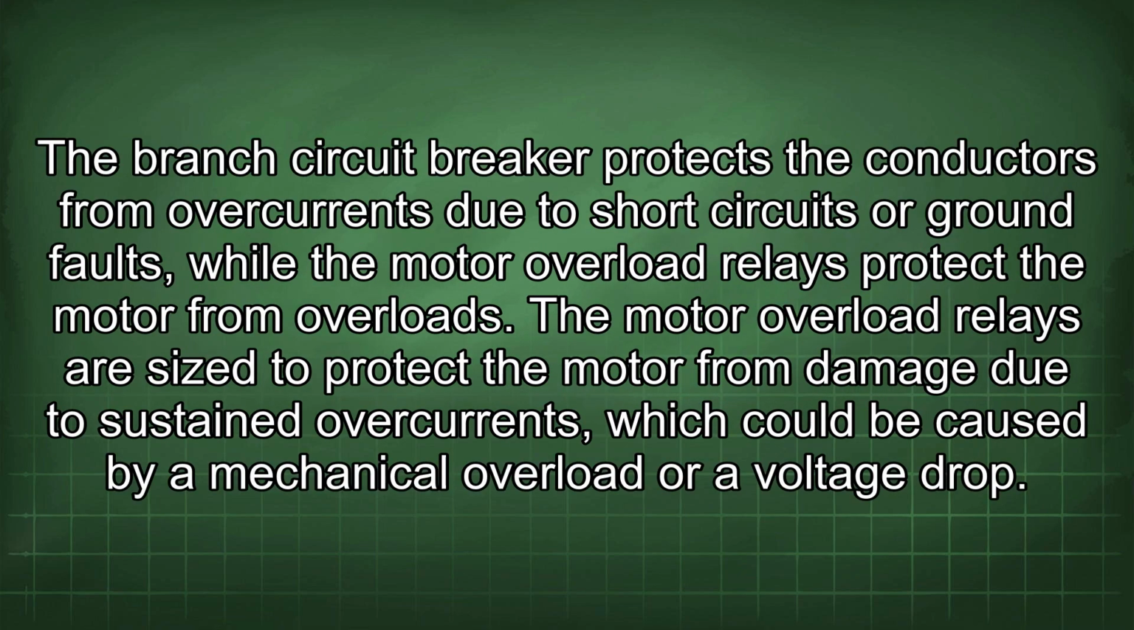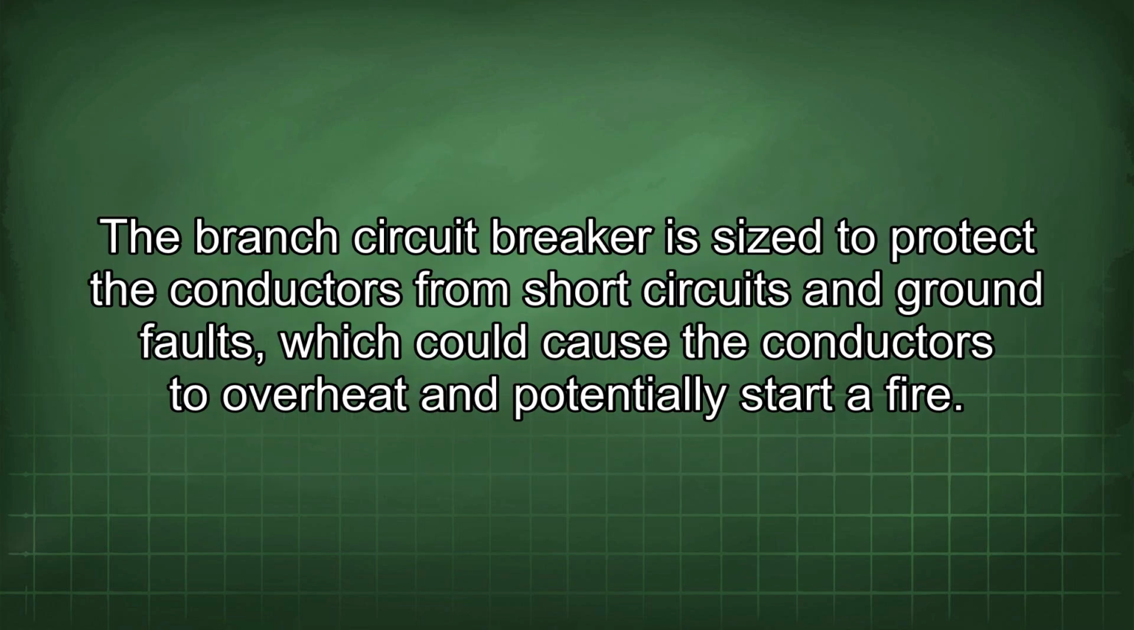The branch circuit breaker protects the conductors from overcurrents due to short circuits or ground faults, while the motor overload relays protect the motor from overloads. The motor overload relays are sized to protect the motor from damage due to sustained overcurrents, which could be caused by a mechanical overload or a voltage drop. The branch circuit breaker is sized to protect the conductors from short circuits and ground faults, which could cause the conductors to overheat and potentially start a fire.